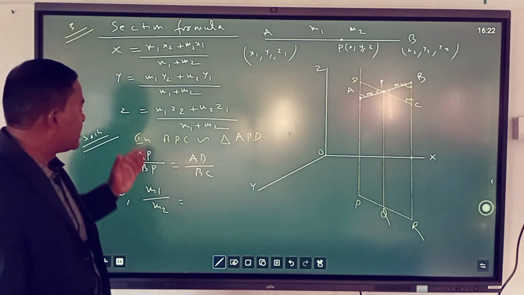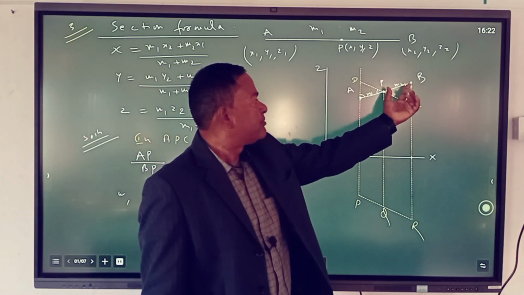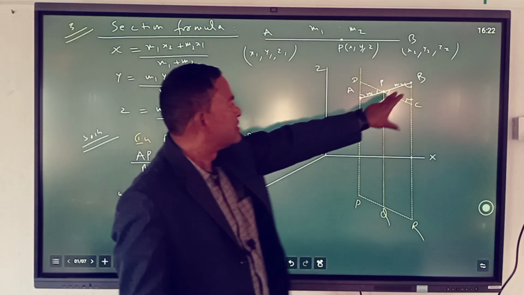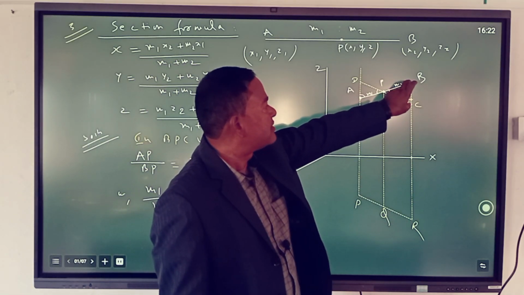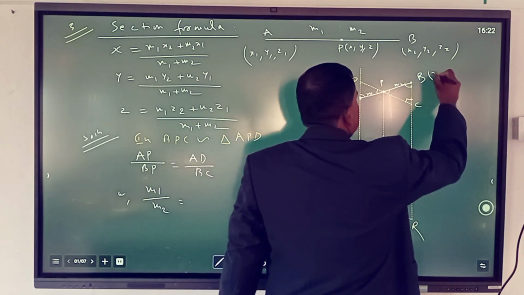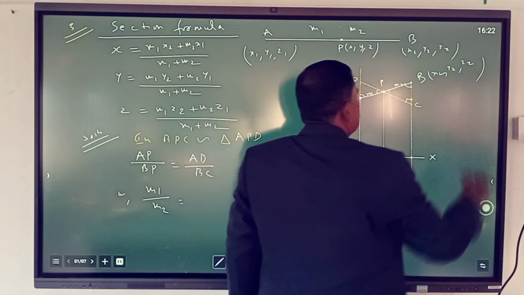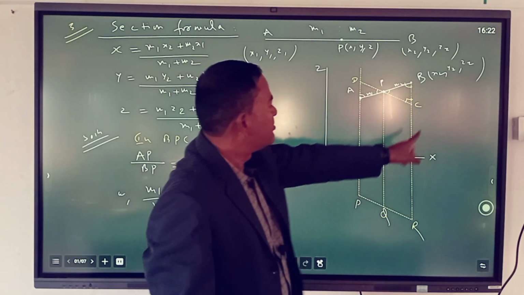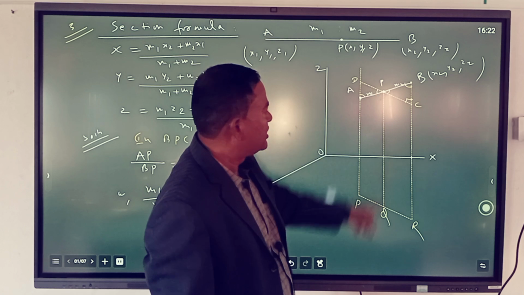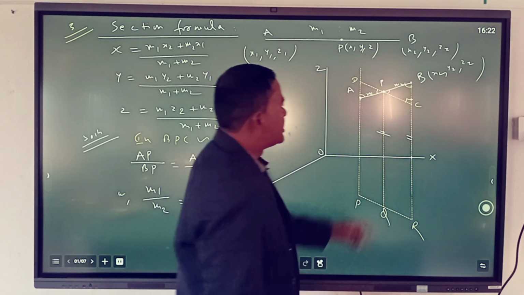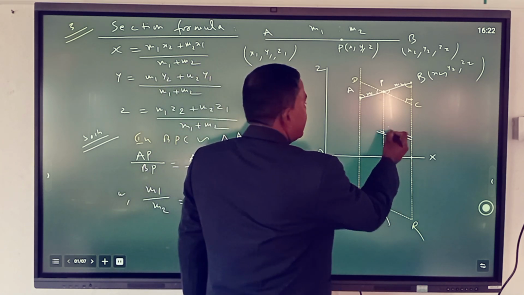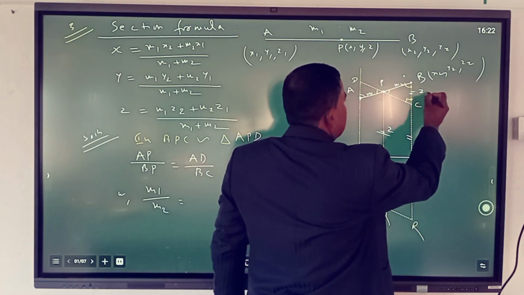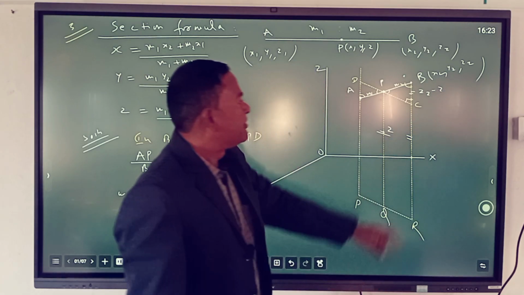Dear students, let us substitute the value of AP and BP. AP is m₁ and BP is m₂. And let us find the measure of AD and BC. At first, let us find the measure of BC. Dear student, the measure of BR is z₂ and the measure of CR is equal to PQ. And the measure of PQ is z. So z₂ minus z will be the measure of BC.